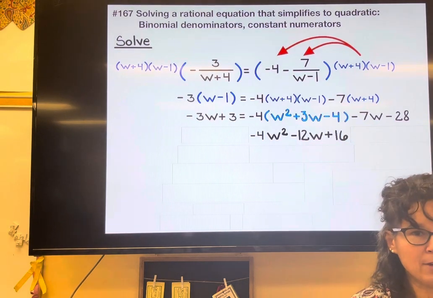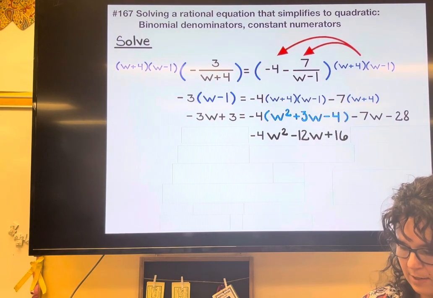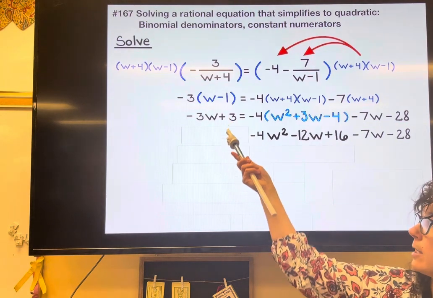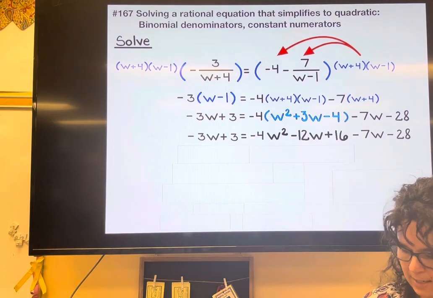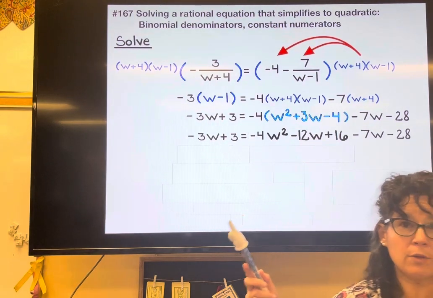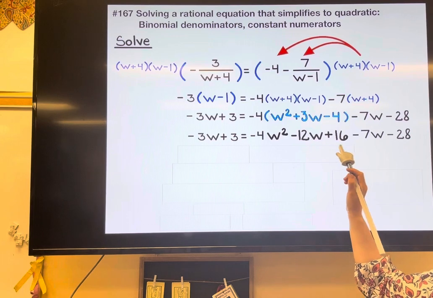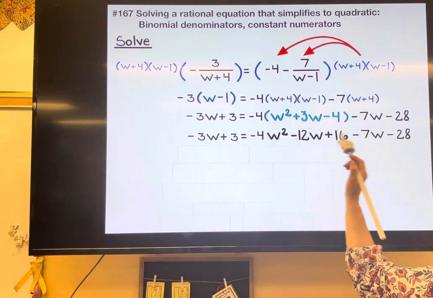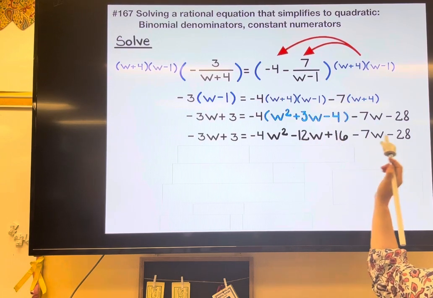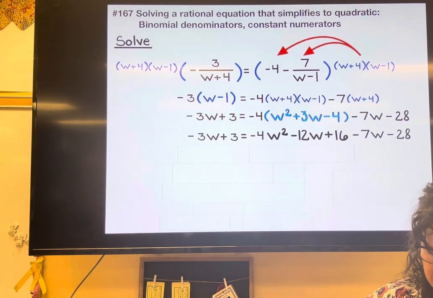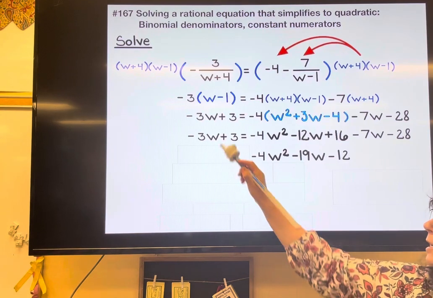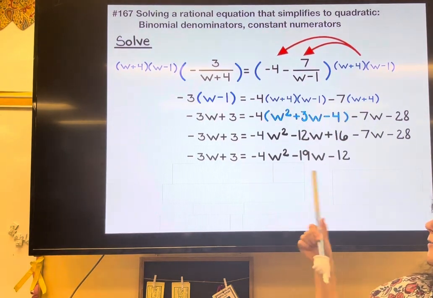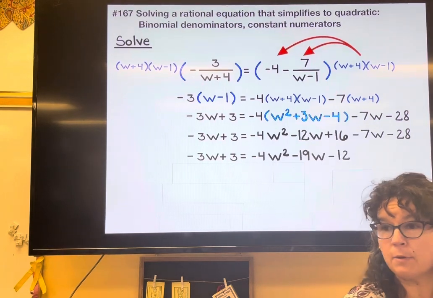I'm going to bring everything else down. So let's bring down the negative 7w minus 28, and then let's bring down what we have on the left side. We could combine a few things. So over here, I can take negative 12w and negative 7w and make that negative 19w. And 16 minus 28 is negative 12. Just bring down the left side again. Okay, finally, we've got both sides simplified.